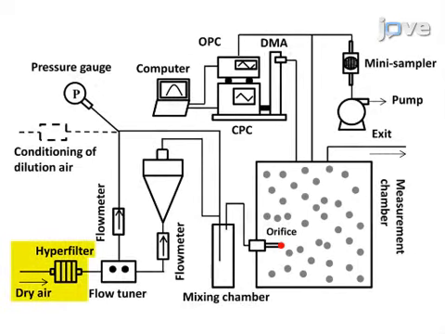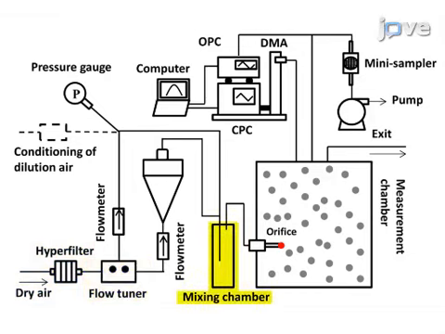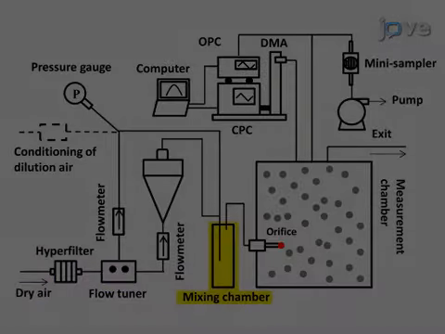Dry compressed air is filtered with a hyperfilter before it enters the system. A high-precision flow tuner controls the flow rate into the aerosol generator. The generated aerosol meets a dilution flow in the mixing chamber.